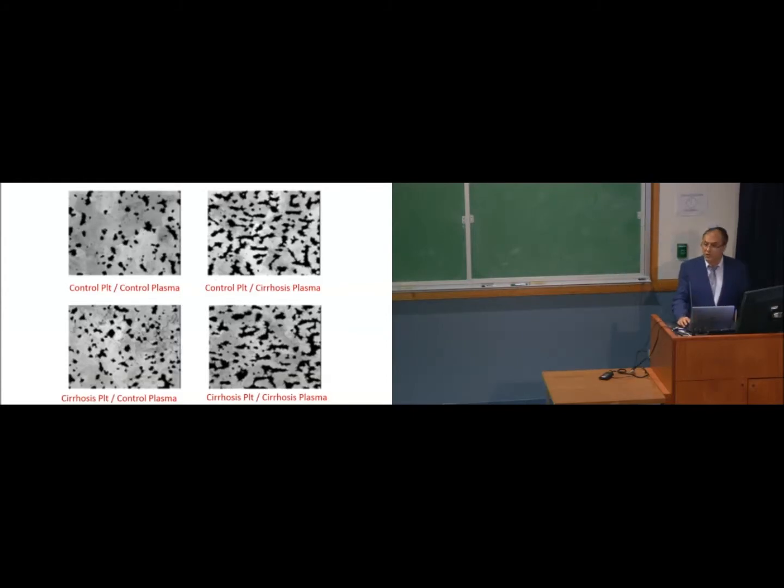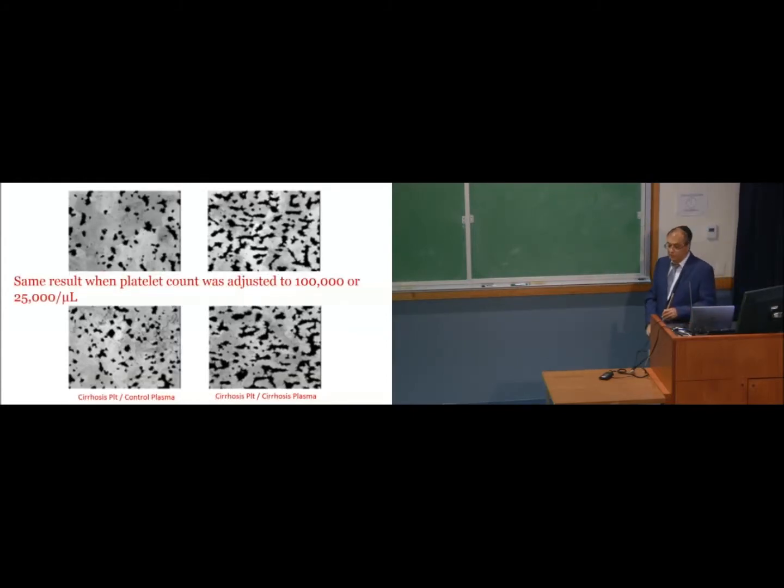And this is not only at 200,000. The same result was found when the platelet count was adjusted to 100,000 or even 25,000. So at least when it comes to aggregability, you can ignore the platelet count. Don't fix it. If the patient does not bleed, don't even consider it.